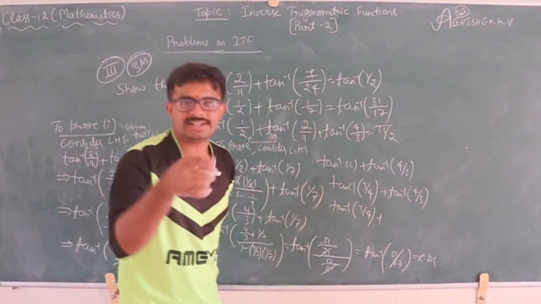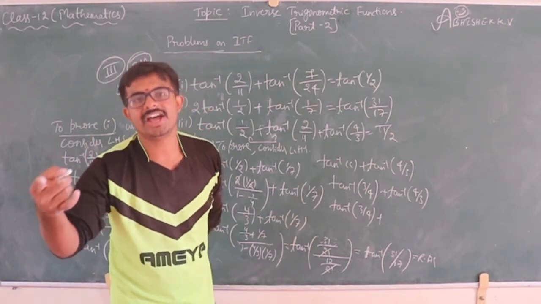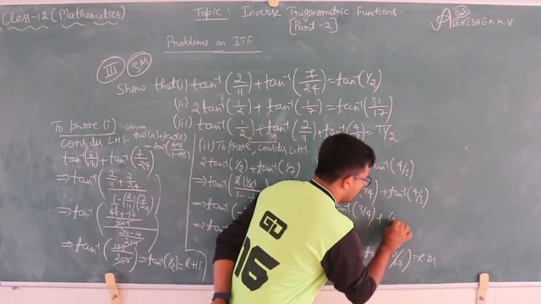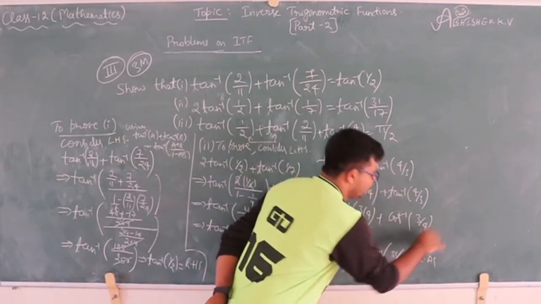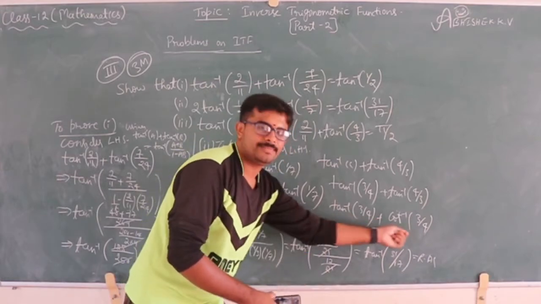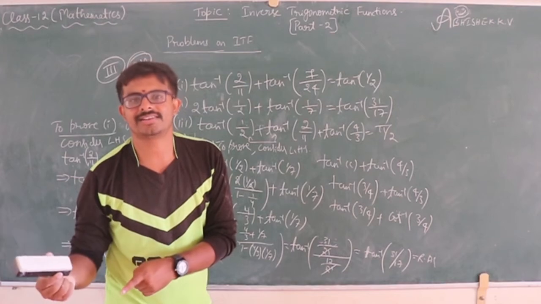What is tan inverse of 1 by x? Tan inverse of 1 by x is cot inverse x. So cot inverse of 1 by x can be written as x. That is, it becomes 3 by 4. Tan inverse x plus cot inverse x. Tan inverse x plus cot inverse x is equal to what?